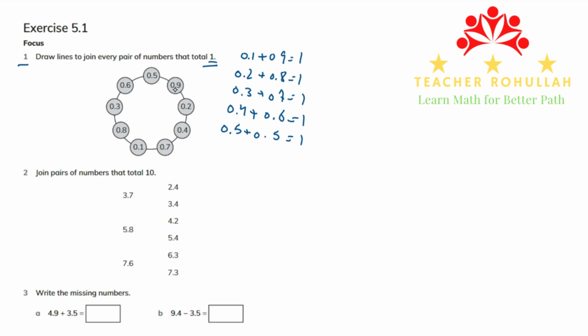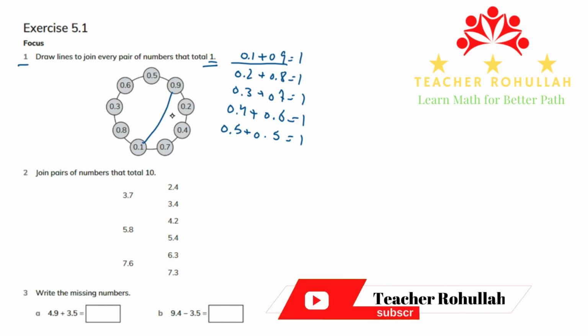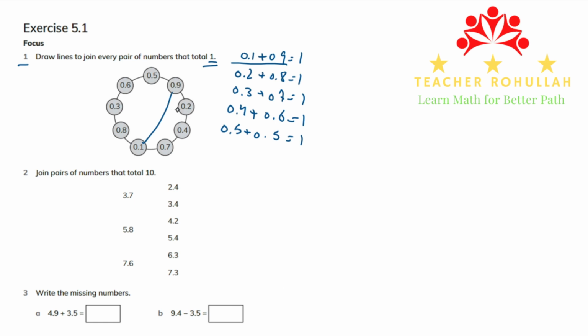0.9, the complement of 0.9 is 0.1. So we can easily join them, as 0.1 plus 0.9 equals 1. So we continue clockwise. 0.2 plus 0.8 is equal to 1. So 0.2 is here and 0.8 is here. Just joined. The other one is 0.4. Here we can see that 0.4 plus 0.6 is equal to 1, so we can connect 0.4 to 0.6.